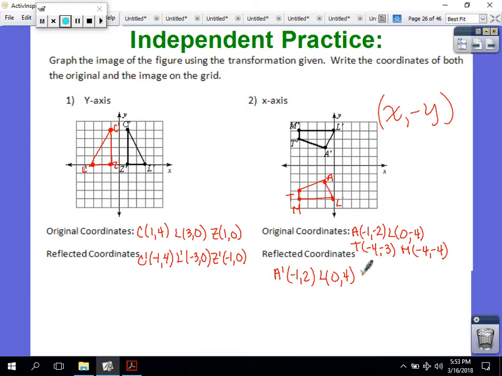All right, and for T was left 4, up 3. So negative 4, positive 3. Again, the x value stayed the same and the y value switched to its opposite. And the last one, M prime, was at left 4, up 4, so negative 4, positive 4. And I probably should have written those coordinates before I graphed, but that's okay. You can do it several different ways.